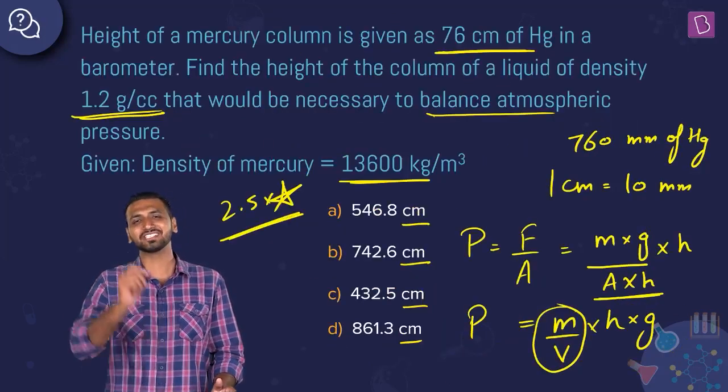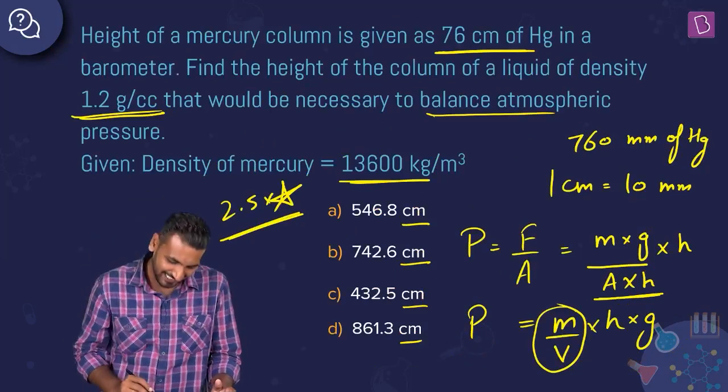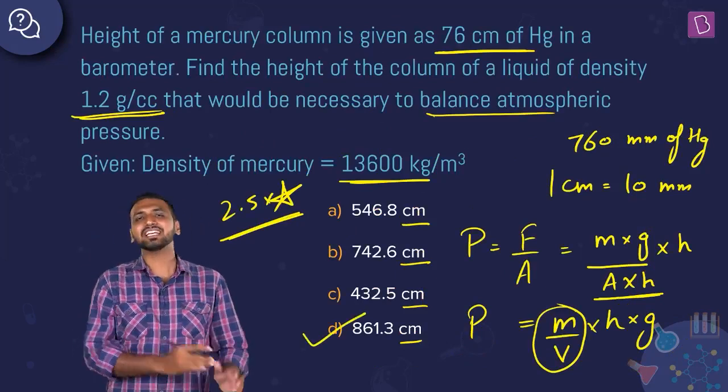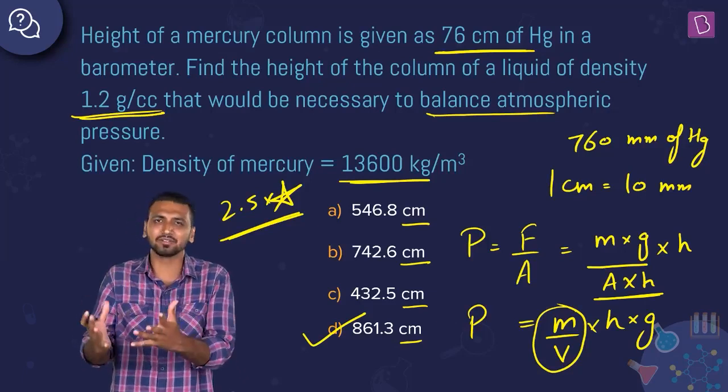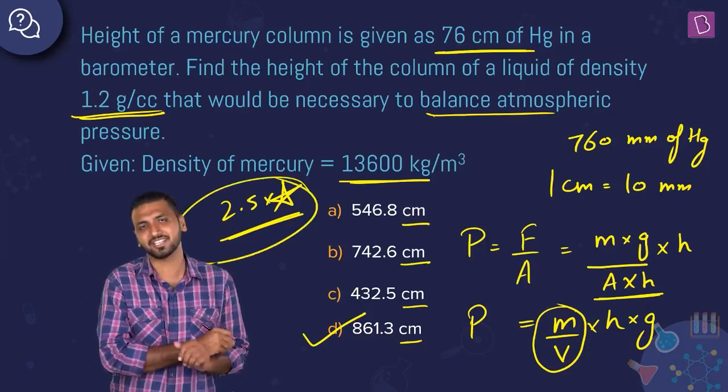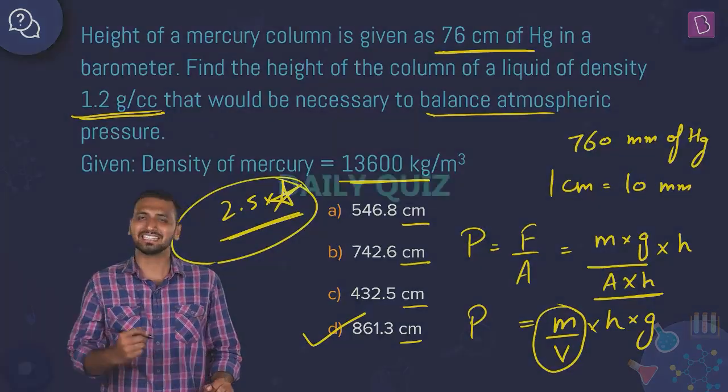861.3 centimeter is D for Delhi. So D for Delhi is going to be the right answer to this question. And you can see this is a bit lengthy, good calculation. That's why 2.5 star. I hope you enjoyed the question.